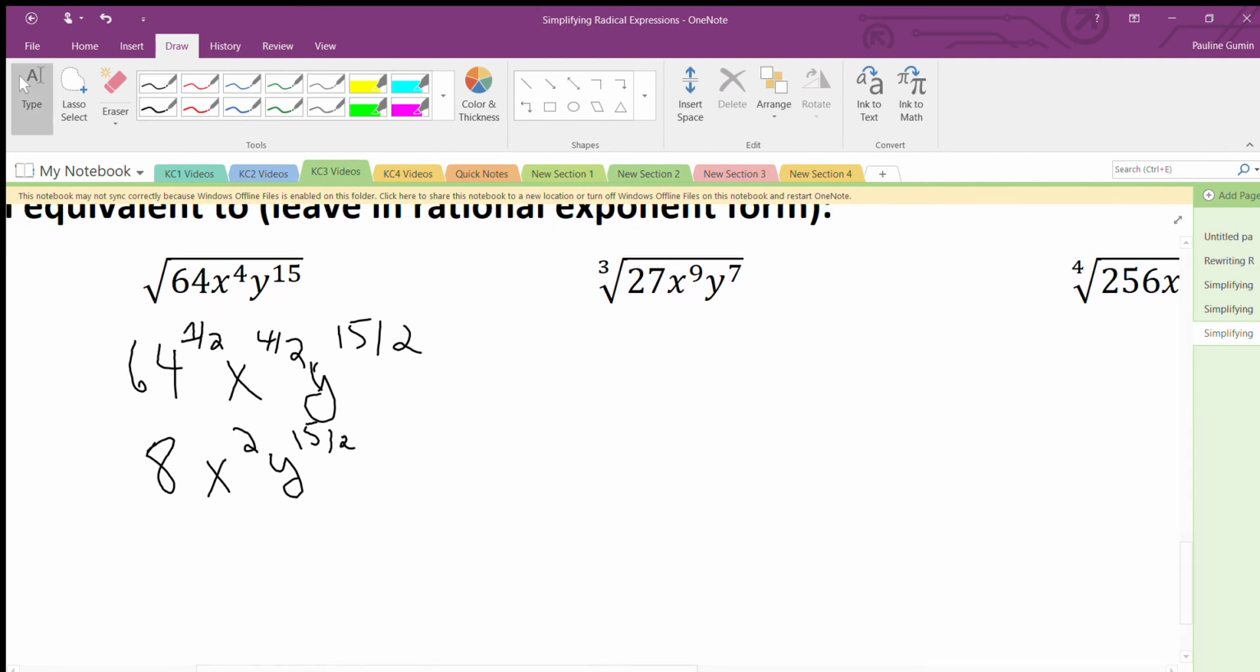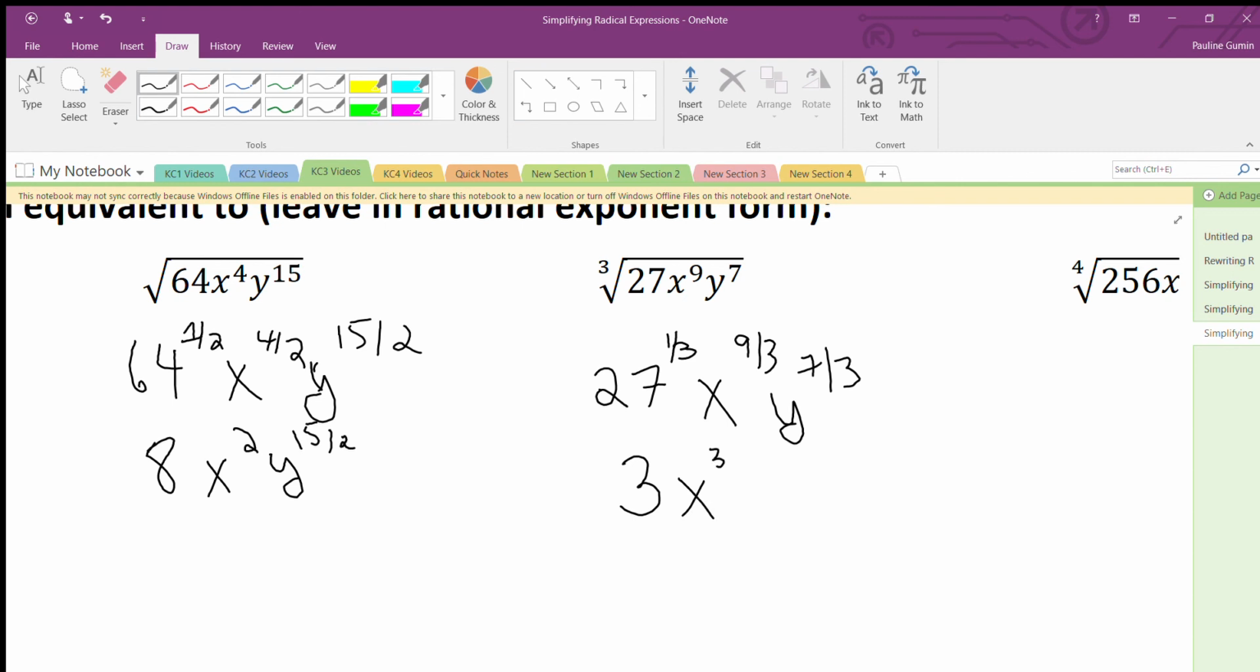Ooh, cubed roots. I'm excited as if I didn't write these. I did. I solved them. It's always fun to be surprised by your own self. All right, so we have 27 to the power of 1/3. X to the power of 9 over 3. Y to the 7 over 3. The cubed root of 27. So 27 to the 1/3 is 3. 9 over 3 is 3, and 7/3 does not simplify.